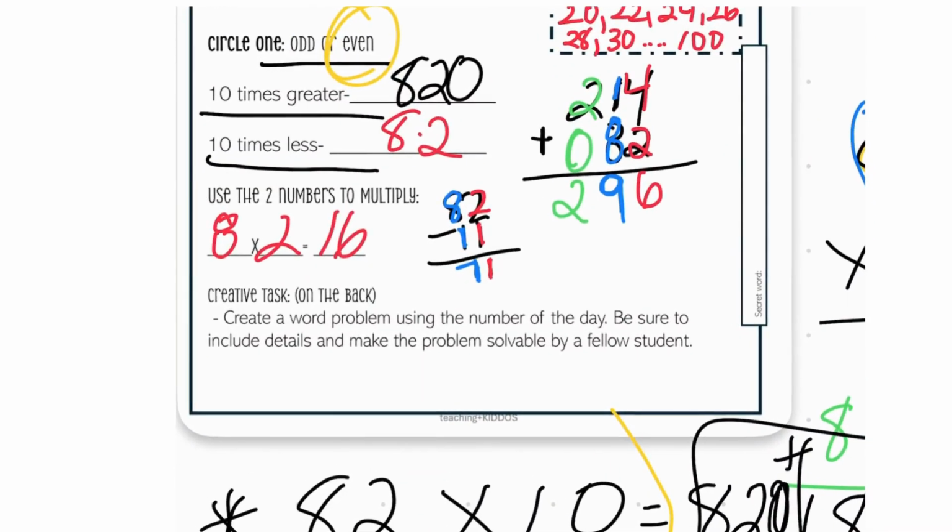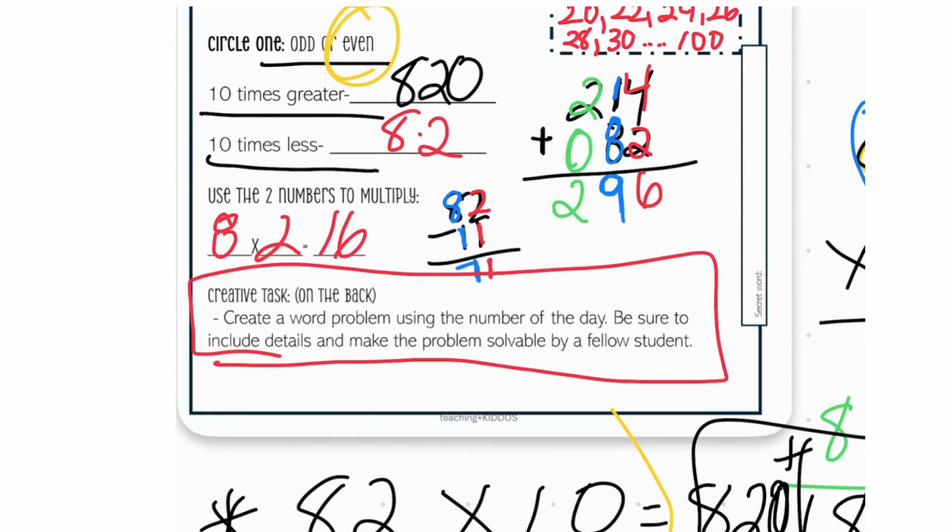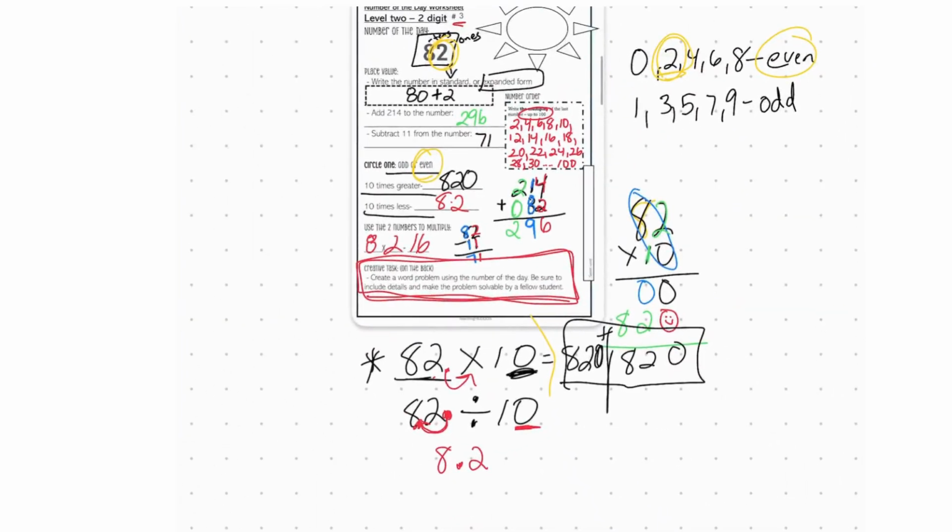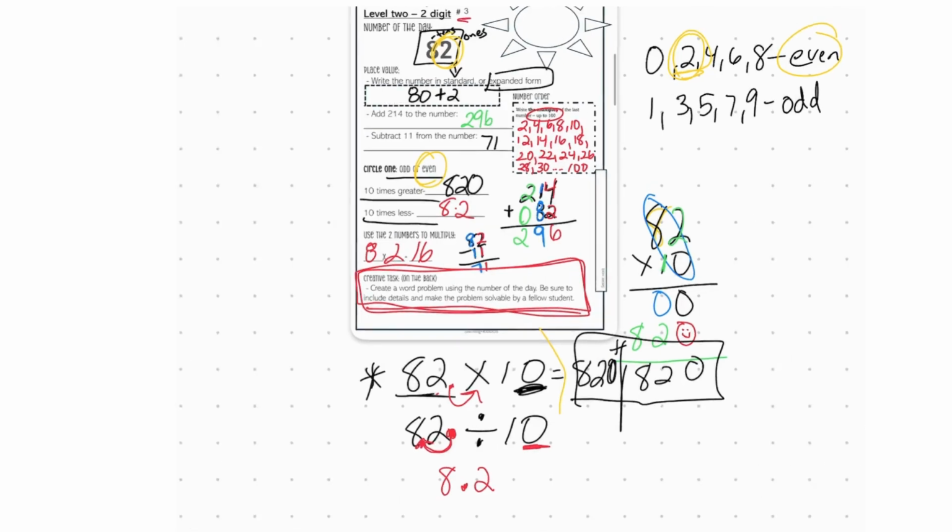All right, and then finally, if you want to be writing on the back a word problem, a lot of kids seem to do little pictures afterwards that connect to the word problem. That's also an option if it's okay with your teacher. But that is today's lesson, level 2, worksheet number 3, working on 2 digit number of the day.